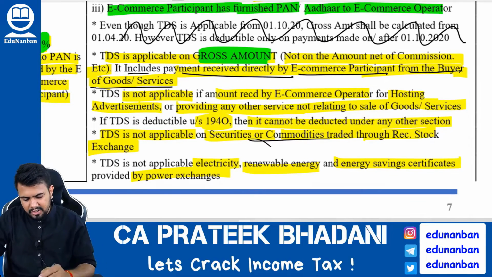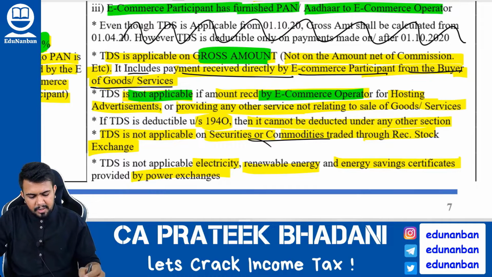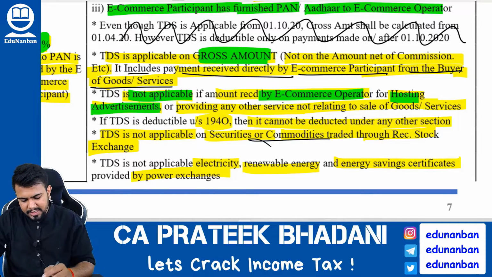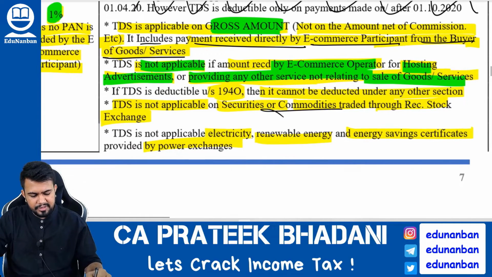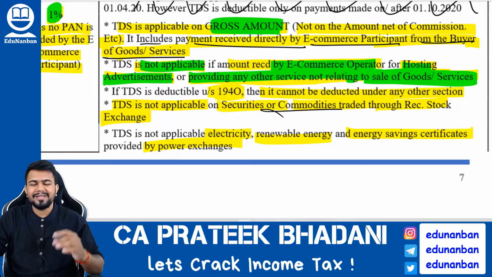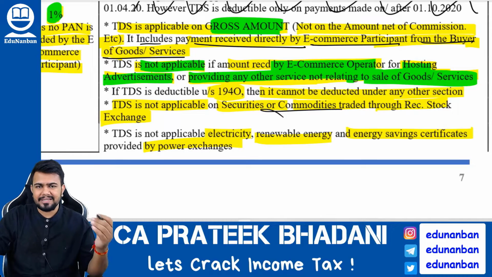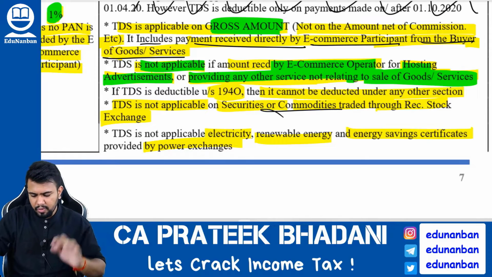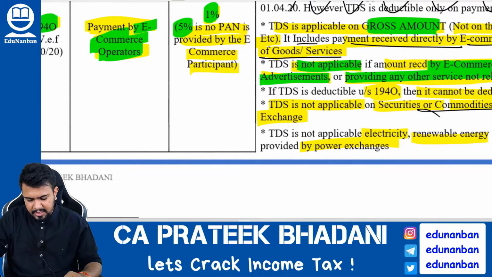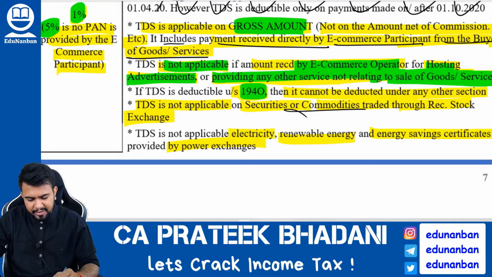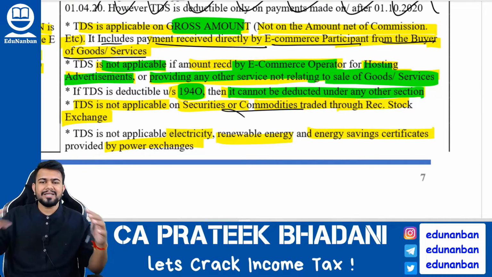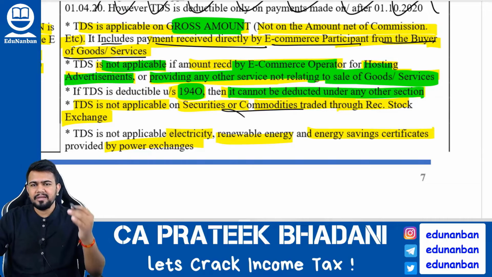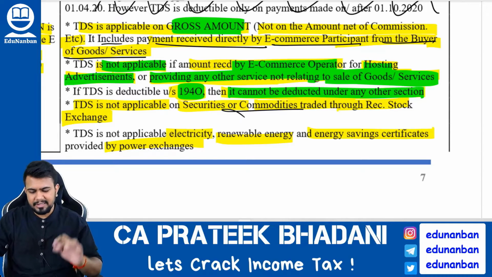Next, TDS is not applicable if the amount received by the e-commerce operator is for hosting advertisements or providing any other service not related to the sale of goods or services. So Amazon might also provide some other services like advertising, etc. On such services, TDS will not be deducted under 194O. Next, if TDS is deductible under 194O, it cannot be deducted under any other section. So if two sections are clashing, then you have to consider 194O. Don't consider the other section.